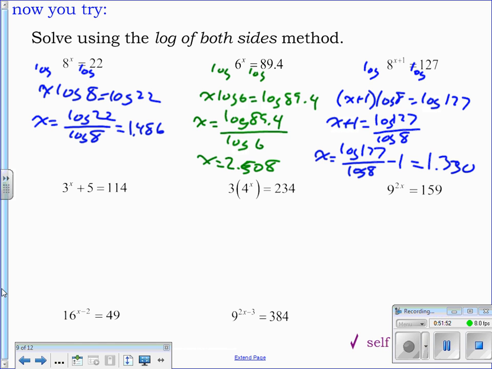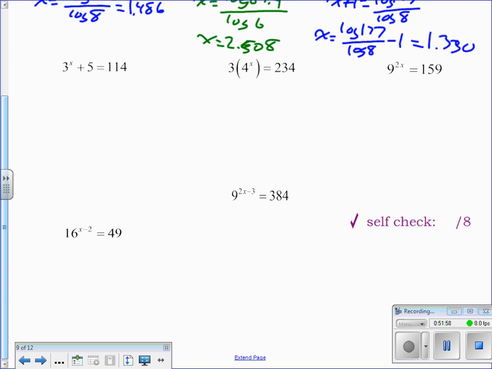Question on those top three? They're fairly straightforward, they're not too bad. Okay. What's my first step on the next one?